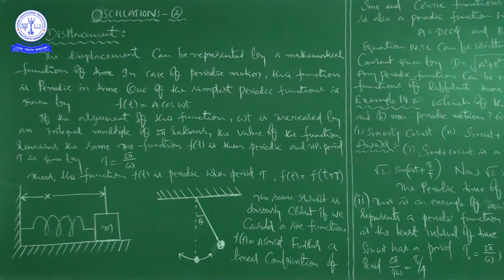Here, f of t is equal to a sin omega t plus b cos omega t. This is equation 14.3c. Anyhow, this is the equation which consists of both a sine function and a cosine function, that is a sin omega t plus b cos omega t. This function is also a periodic function with the same time period capital T.